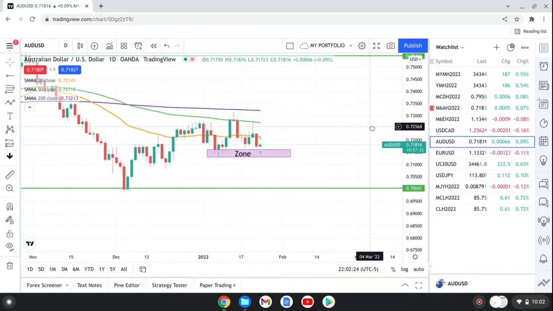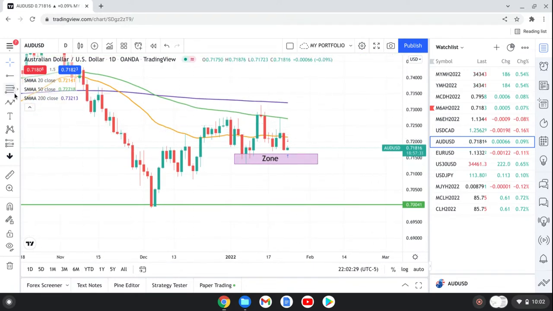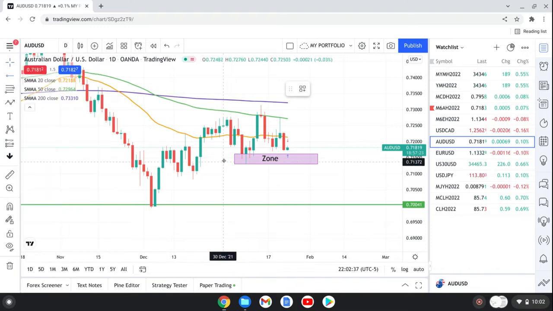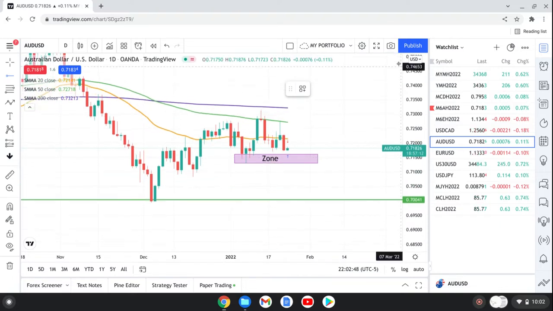but just how I'm finding the areas where I enter the market. If I go over to the left, I'm going to click on horizontal ray. And I'm going to find areas where the market got support within the major support line or resistance line. That's the major resistance. This is the major support. But I'm going to show you how I find my areas of bottoms.